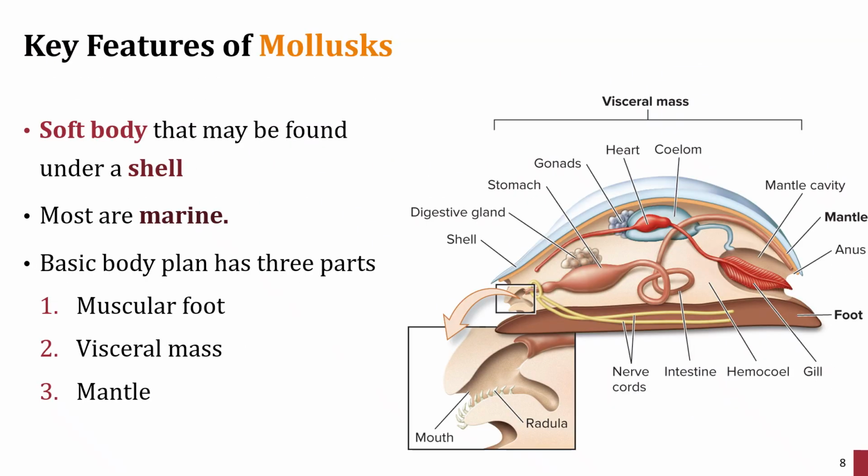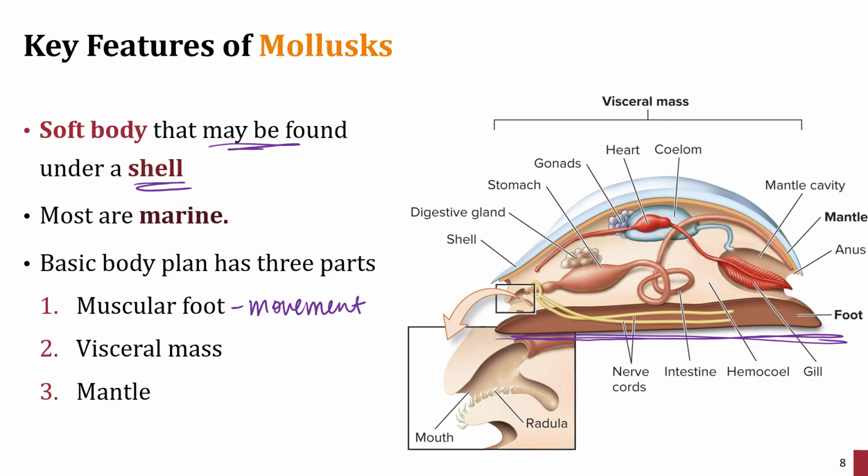So key features of a mollusk, they are going to have a soft body. So if you think about a snail or a slug, they're very soft bodied, and many of them have a shell. So our snails have a shell, clams, oysters, they all have shells. They might have different structure shells, but they do have shells that work to protect that really soft body. That body has three main parts. One is the muscular foot. That's going to be important for movement.